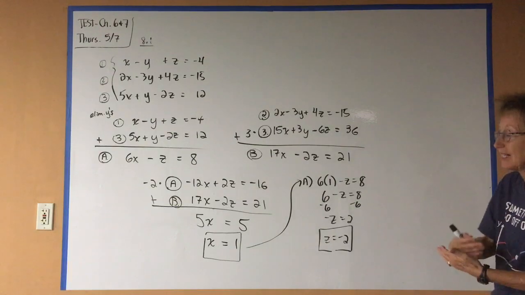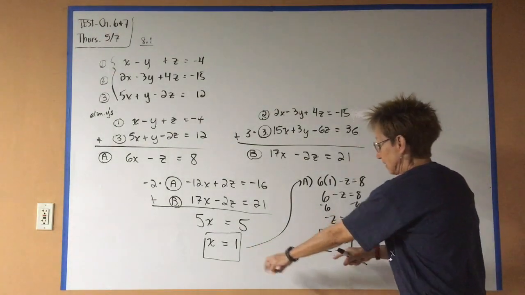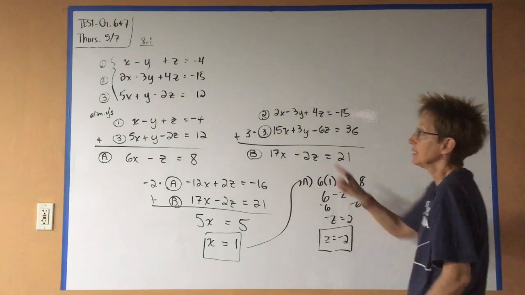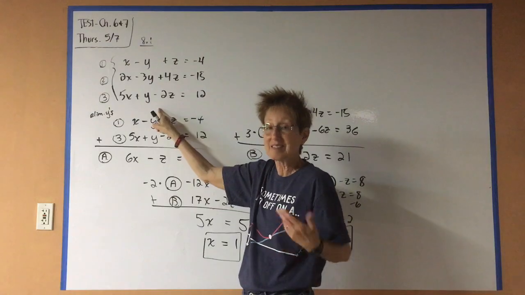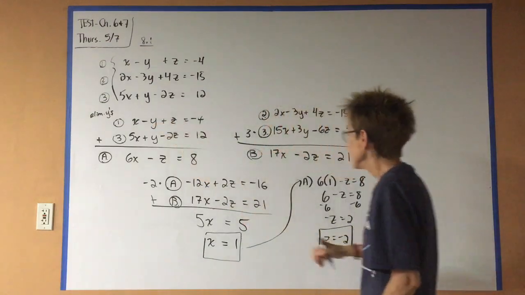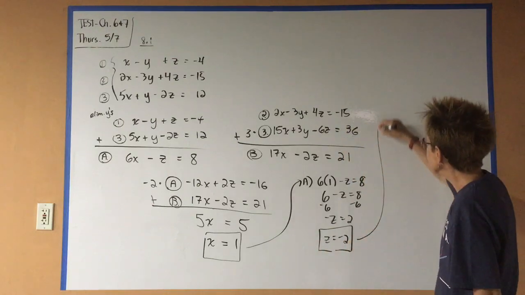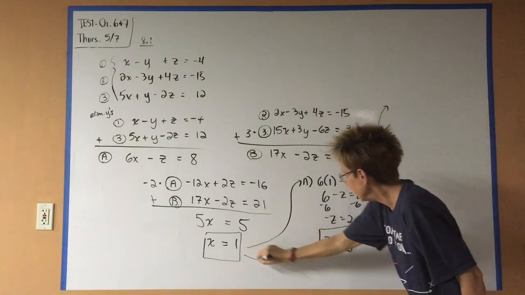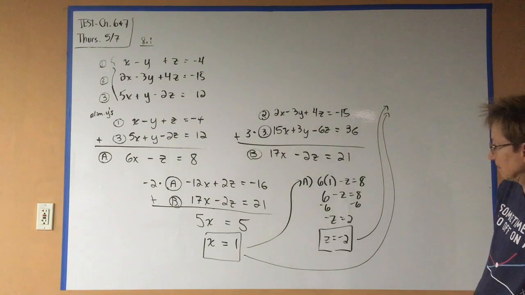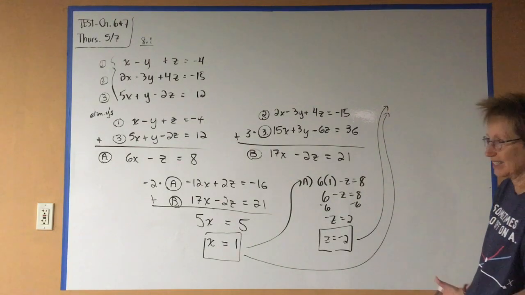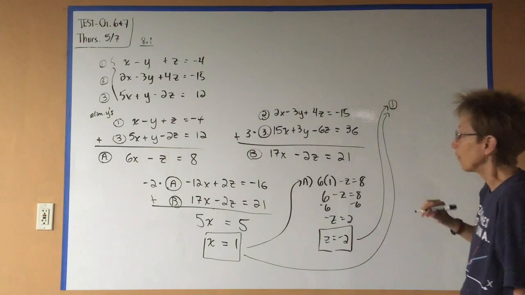Now what do I do to get the last missing value? I plug x equals 1, z equals negative 2 into any one of these three, because it has to work in all of them. So which one would you like me to plug these into? Which one looks the easiest? Maybe number 1, because again the numbers are a little bit smaller. So I'll plug these into number 1.